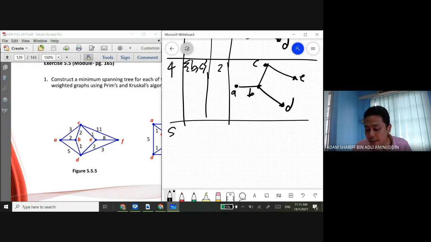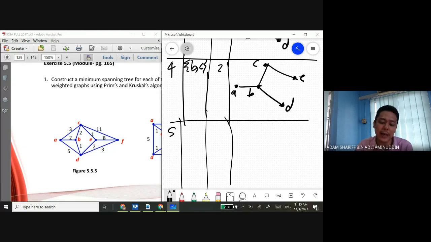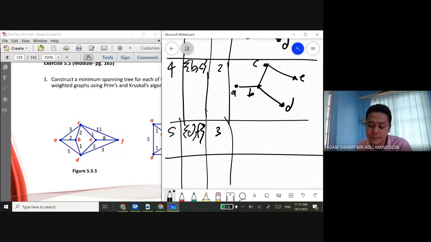You cannot choose ED right now because ED will create a circuit. The next one will be either AC, which cannot because it creates a circuit, 3. So you need to choose DF, which gives the weight of 3. A, B, C, E, D and also F. So A, B, C, D, E and also F.